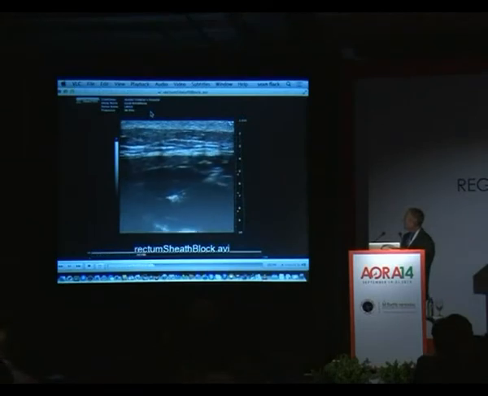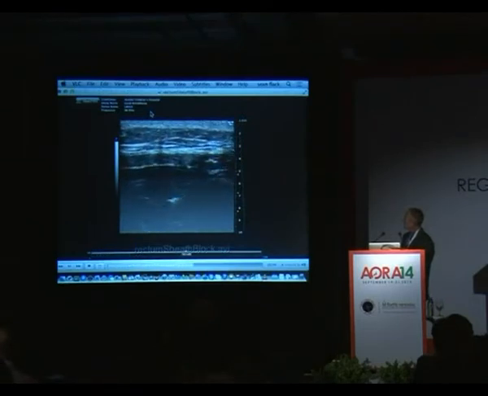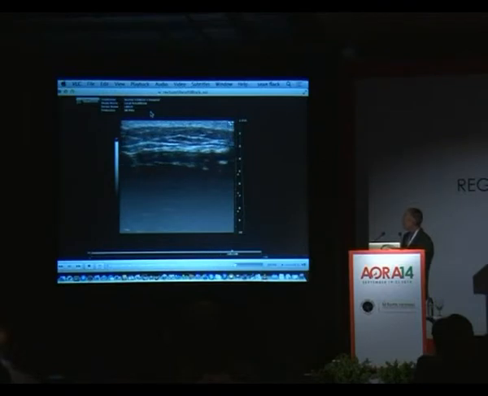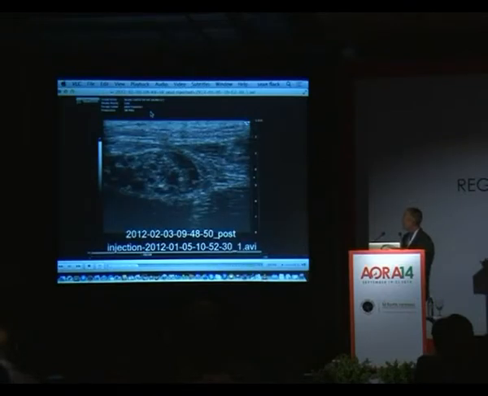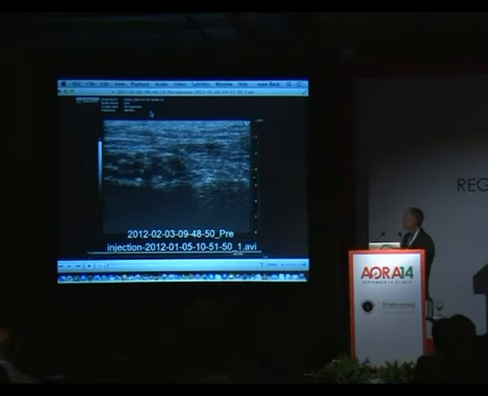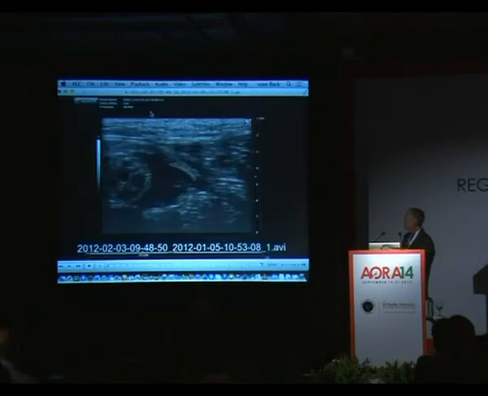This is a rectus sheath block for an umbilical hernia repair. You can see the local anesthetic distributing. That's a very small amount, just a millimeter. And then this is a median nerve injection, an intraneural injection.